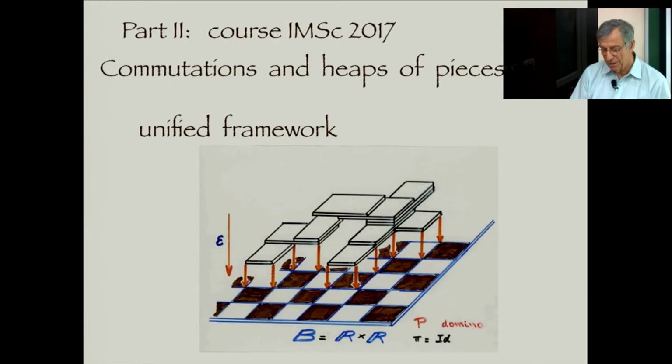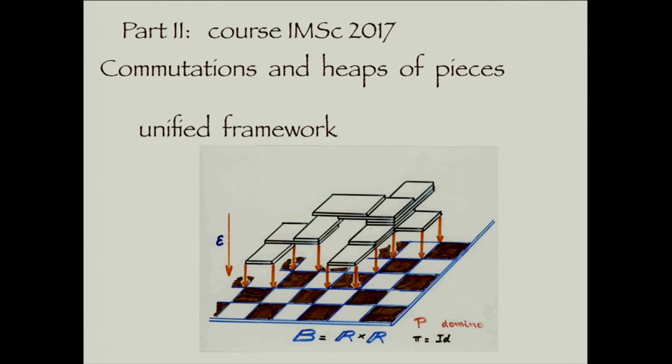So another bijective tool, a uniform framework, was in the last year, in part 2 of this course, the idea of heaps of pieces. This gives you also a unified framework for many things. We have seen chromatic polynomials. We have seen many different things in Coxeter groups. All this under the roof of heaps of pieces.